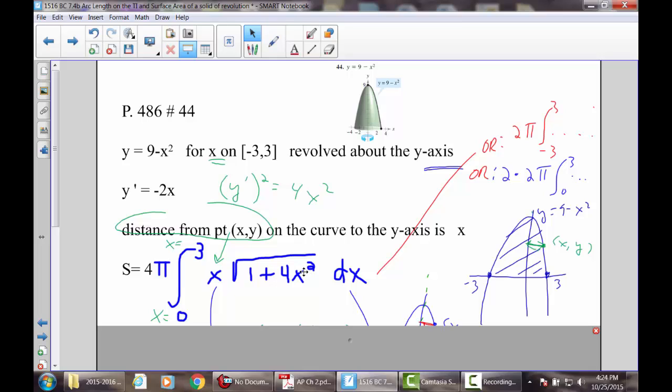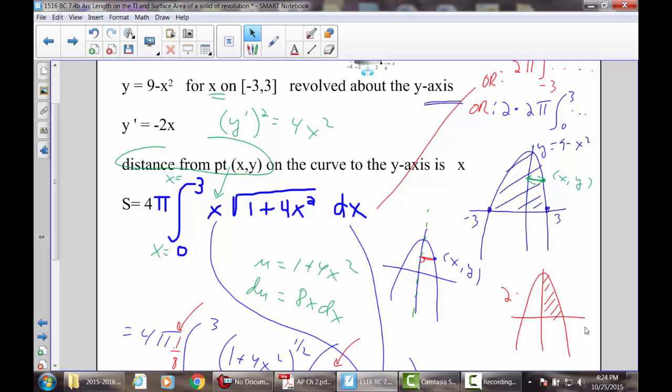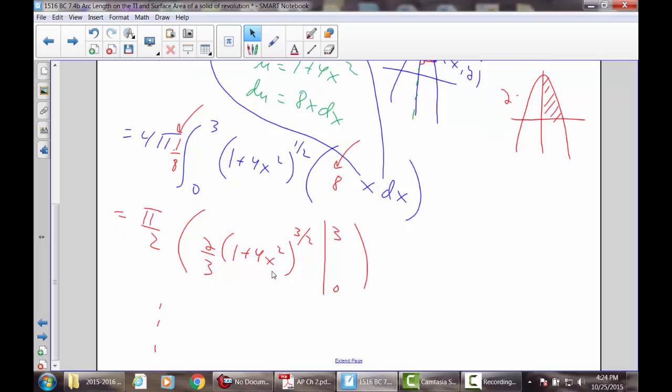Now, the distance, this is the tough part, this r of x, the distance between a point on the curve, so pick a point on the curve, call it x, y, the distance to the axis of rotation, which in this case is the y-axis, would be the x-coordinate of that point. Now, this happens to be just substitution. Let u equal the contents of the radical, the derivative is 8x dx, we've got the x dx, introduce the 8, counteract with an eighth, you're integrating u to the half, u to the 3 halves over 3 halves, etc.